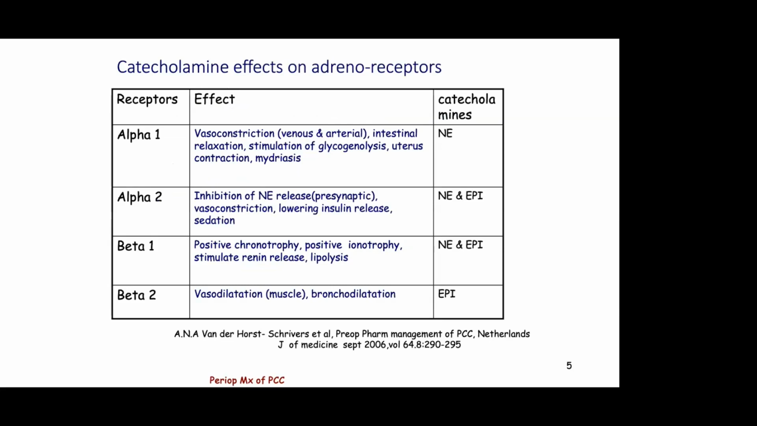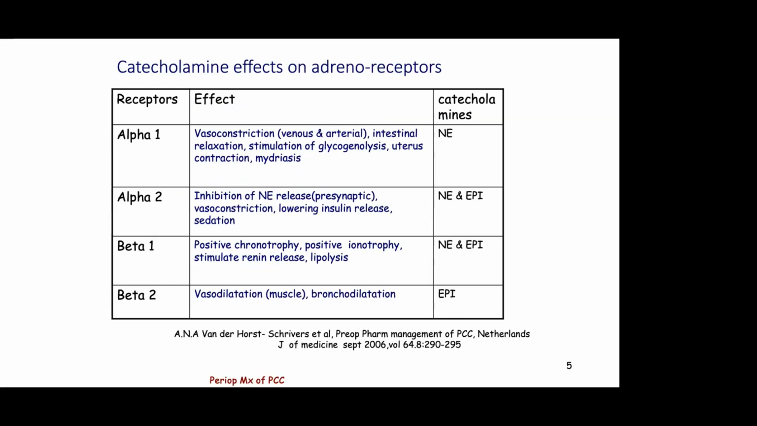So there are adrenergic receptors which are alpha 1, alpha 2, beta 1, and beta 2. This is important to understand because of how each metanephrine or epinephrine or norepinephrine is going to act on the blood vessels, and how the drugs that we are going to use, that is alpha blockade and beta blockade, are going to have effects on the patient. So in order to understand that.